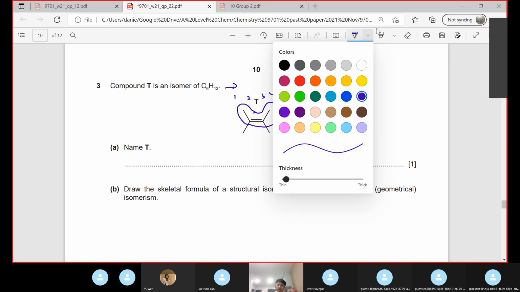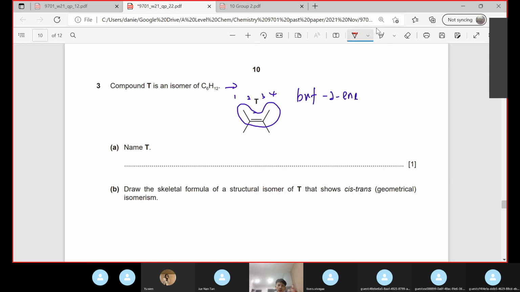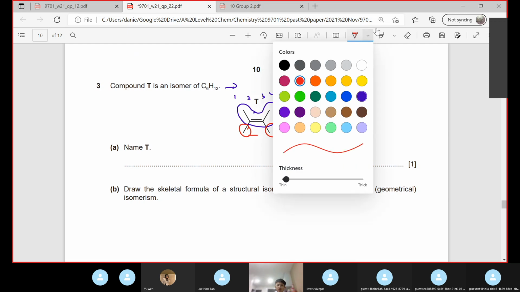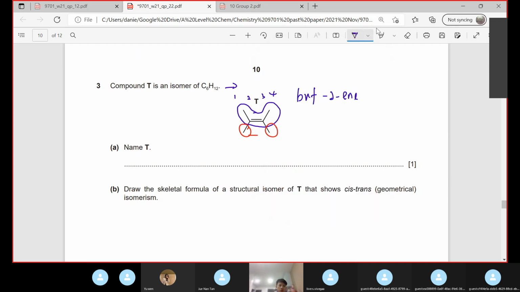Then how many side chains? We have 1 side chain, 2 side chains. So where are the positions? 2 and 3, right? So it will be 2,3-dimethylbutene. Okay, 2,3-dimethyl butene, 1 mark.